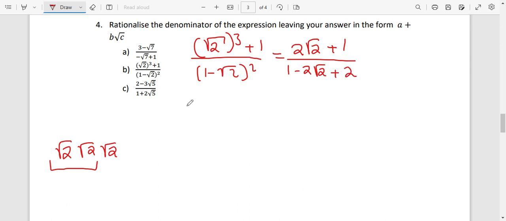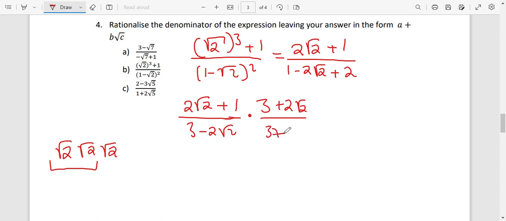So this is the same as 2 square root of 2 plus 1 divided by 1 plus 2, that is a 3, minus 2 square root of 2. Now multiply here. Okay, multiply on top, that will be 3 plus 2 square root of 2. Multiply down also, that is 3 plus 2 square root of 2.